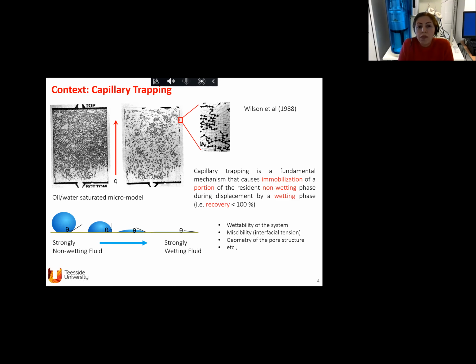Those include, for instance, looking at the wettability of the system, looking at the geometry of the system if you're designing a porous media, and looking at the interfacial properties of the fluids that are stored within that porous media. So there are a number of factors that play a role in the extent and the pattern of this trapping. This is one of the main targets that I look at in different applications.